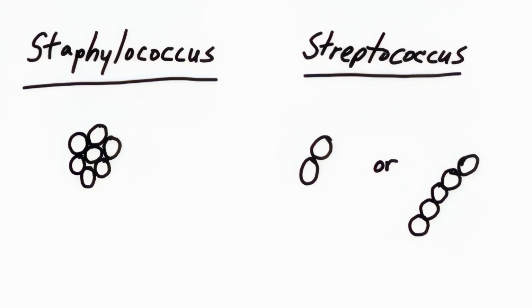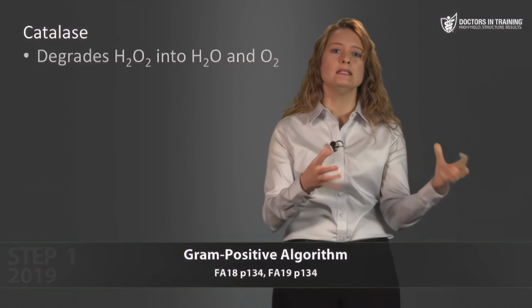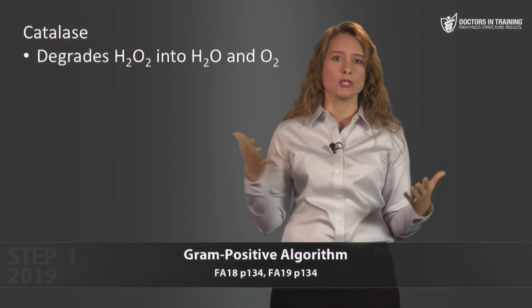This characteristic is very important, so I definitely want you to remember that clusters mean staph and pairs and chains mean strep. But bacterial appearances can be deceiving, so we can do other biochemical tests to differentiate them as well. We do this by looking for catalase. Let's talk about catalase. Catalase degrades hydrogen peroxide into oxygen and water.